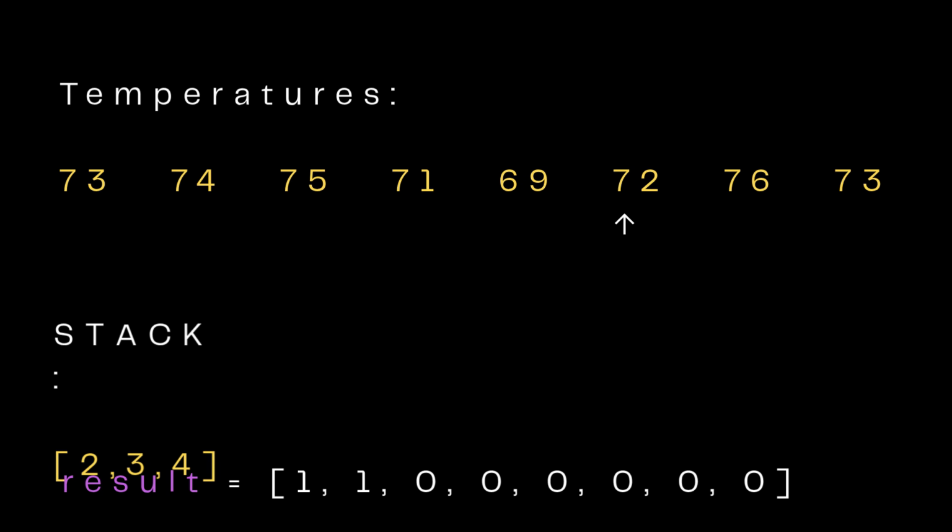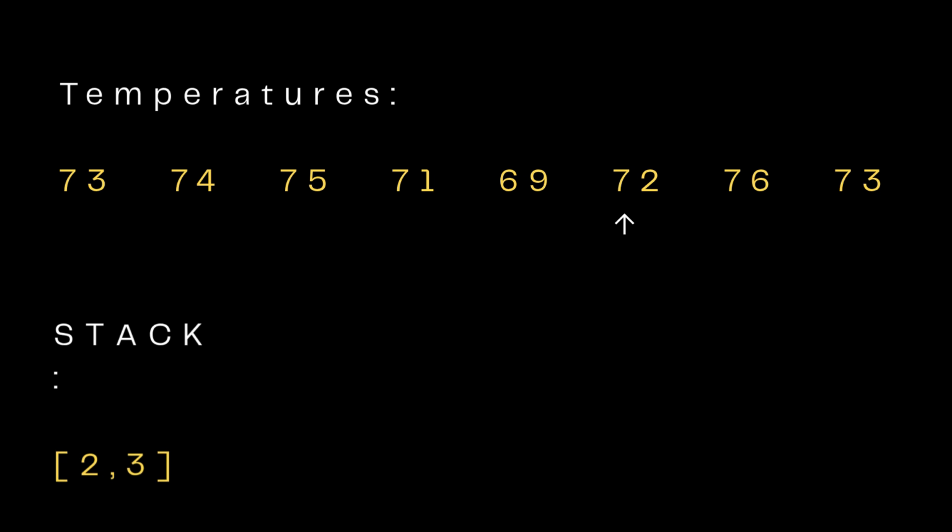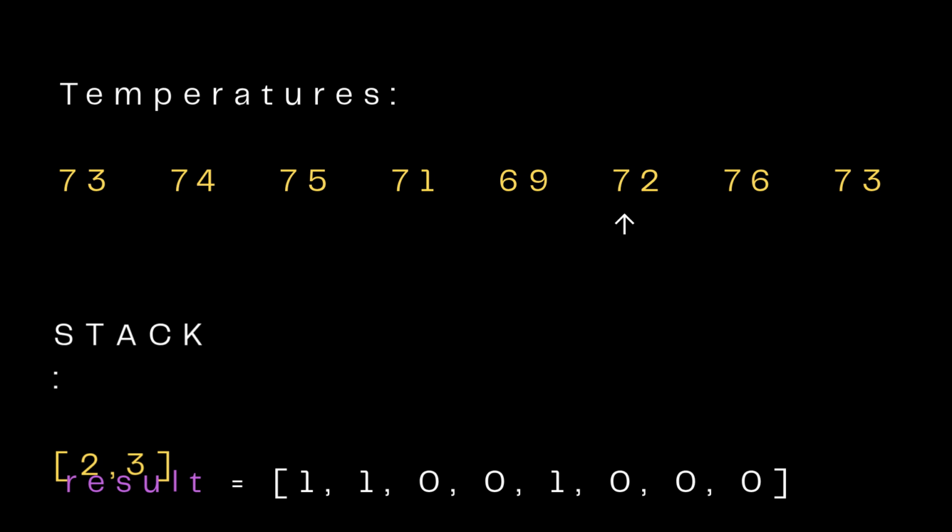Now we get 72. This is where the stack becomes really useful. We look at the top, 69. 72 is warmer than 69, so we now know exactly what happens to day 5. We pop 69 and store 1. Now the new top is 71. 72 is also warmer than 71, so we resolve that one too. Day 4 has to wait 2 days.